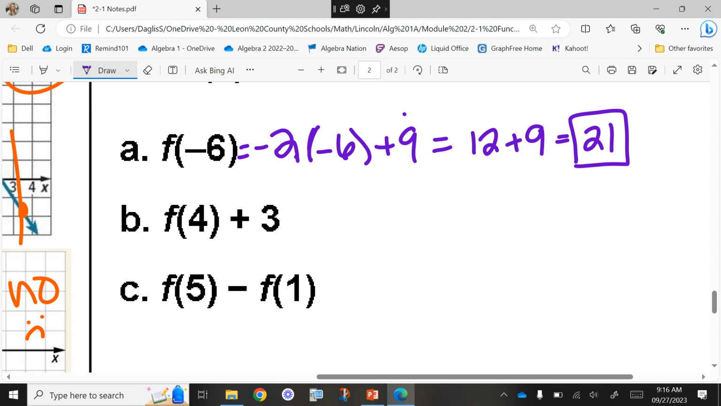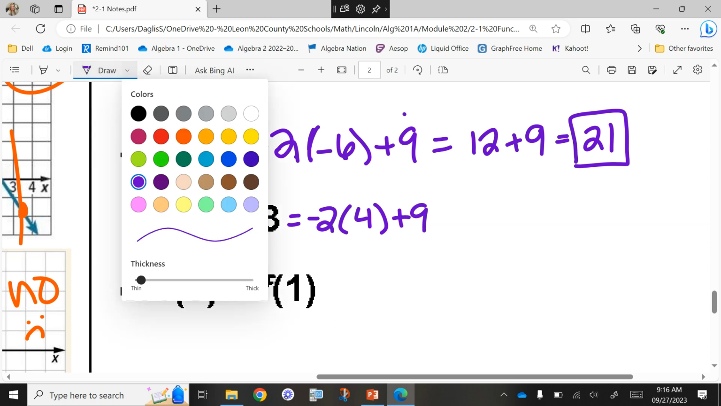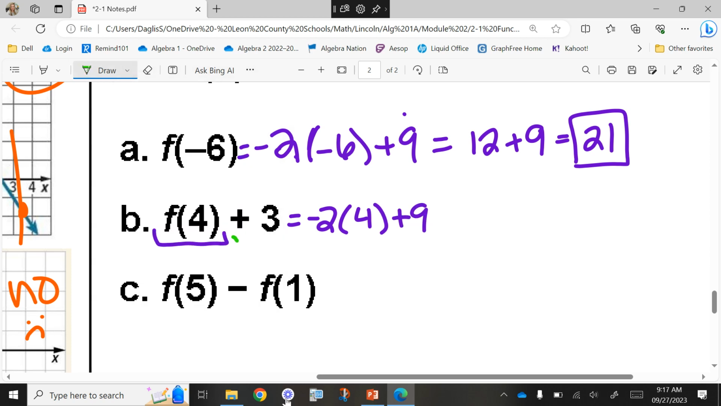All right, part B kind of has two things happening, right? I have f of 4, but then it also wants me to add 3 to the end. Okay, so let's do the f of 4 part first. F of 4 means I'm going to take negative 2x plus 9 and make it negative 2 times 4 plus 9. And then this plus 3 on the end, we're just going to add 3 to the end of it.